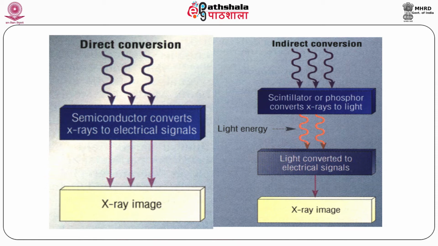The basic principle of formation of a DR image is shown in this figure. Basically, in both figures you can see the X-ray signal is converted into electrical current and detected. So, first of all we will discuss the direct conversion.